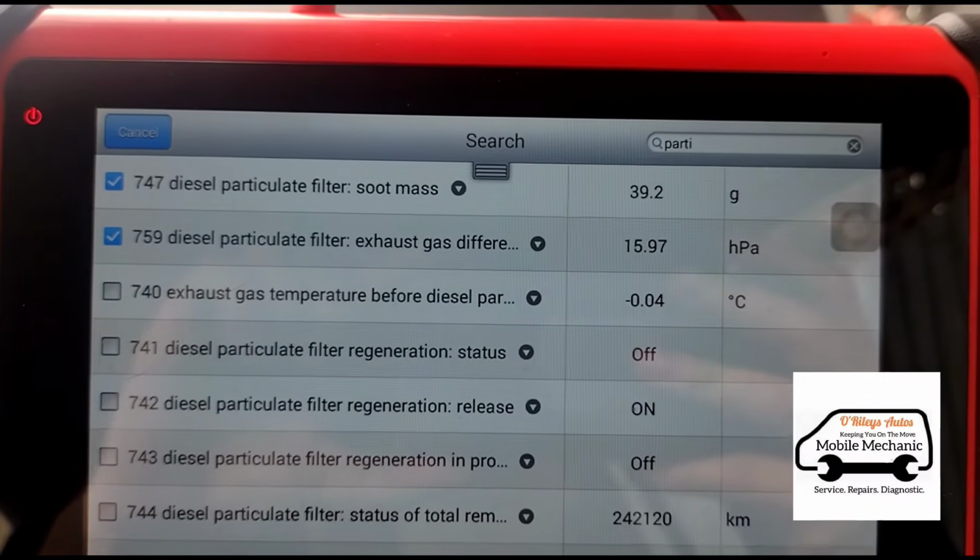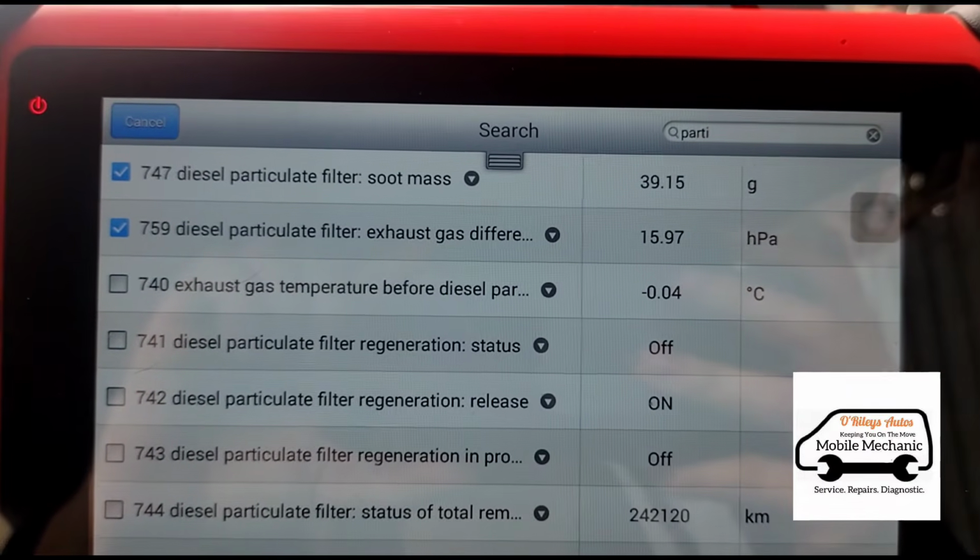So you can see there that that's decreasing. Data readings like this, on some cars you will get it to lower, and on some cars, once the soot mass has calculated up to a certain level, it just locks out, and the only way to get that back down and delete the DPF error is to tell the car it's had a new one.